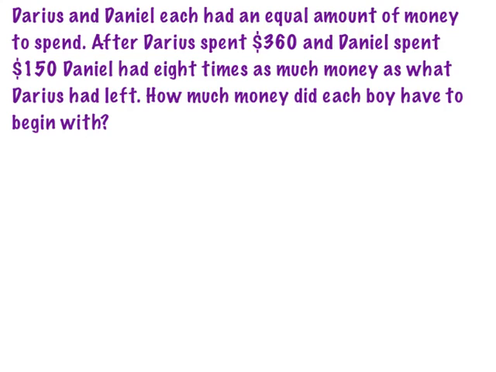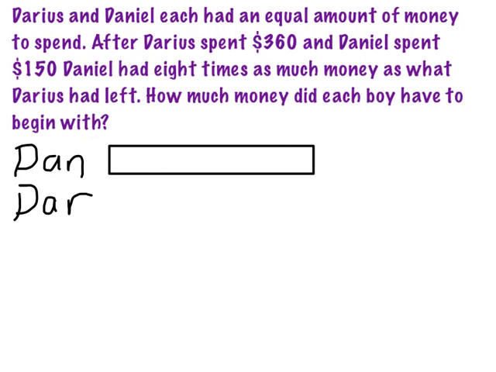So again, I'm going to draw myself a picture. I'm going to have one for Dan and one for Dare. And I'm going to do kind of an imaginary picture. I know that they both started with the same amount. So I'm going to start by drawing a nice big bar. And it's going to be the same for both of them. The reason it's the same is I'm trying to represent here that they had the same amount of money when they started.